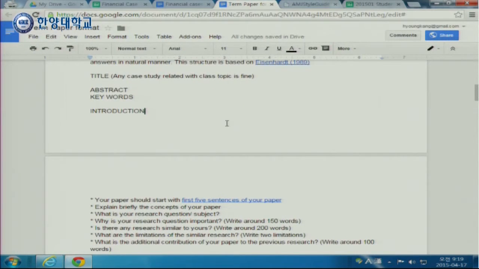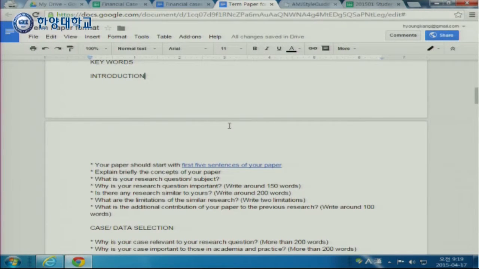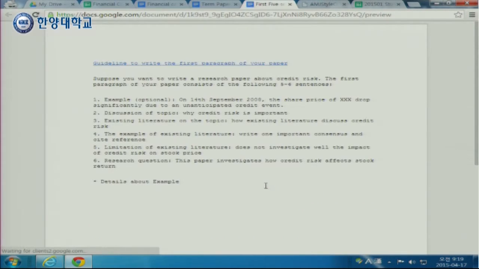And then in the introduction, your paper should start with the first 5 sentences, except the abstract. I think I explained it before, but let me explain again. The very first paragraph of your paper should be composed like this. The very first paragraph is about 5 or 6 sentences, and each sentence should be about this.